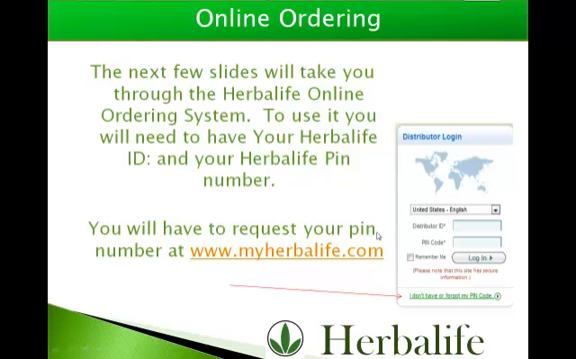This presentation is going to take you through how simple it is to use the Herbalife online order system. So to do this, initially you need to log on to myherbalife.com and it's going to request your distributor ID. You'll find this on the top of the form you used when you joined the company, so it will have been in your international business pack.